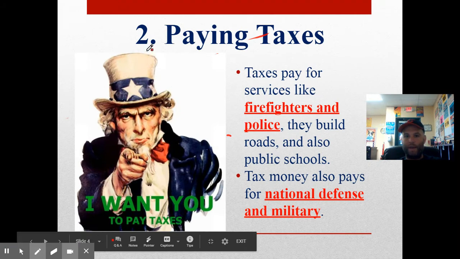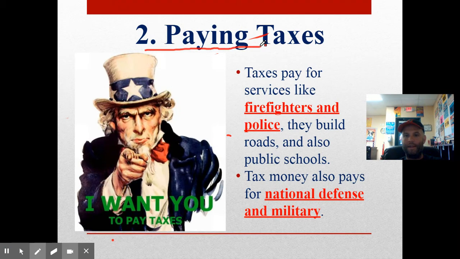No one likes paying taxes, but it is an obligation. If you don't pay your taxes or lie on your taxes, you can go to jail for tax evasion. It is an obligation. No one likes it, but taxes are important. Taxes pay for firefighters and police and roads and schools, and it pays for national defense and the military and the soldiers. We can't run a country without money, so everyone has to pay their taxes.